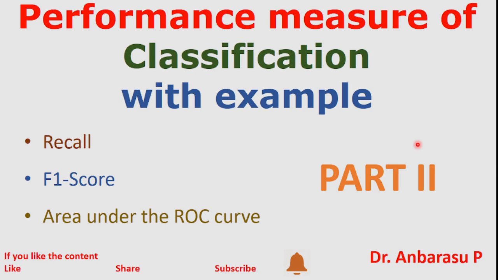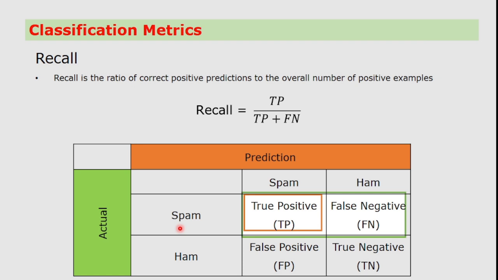Hello all, welcome back to the tutorial session on the topic performance measure of classification in machine learning algorithm. And in this session we are going to discuss the topic recall, F1 score and area under the ROC curve. So what is meant by recall?